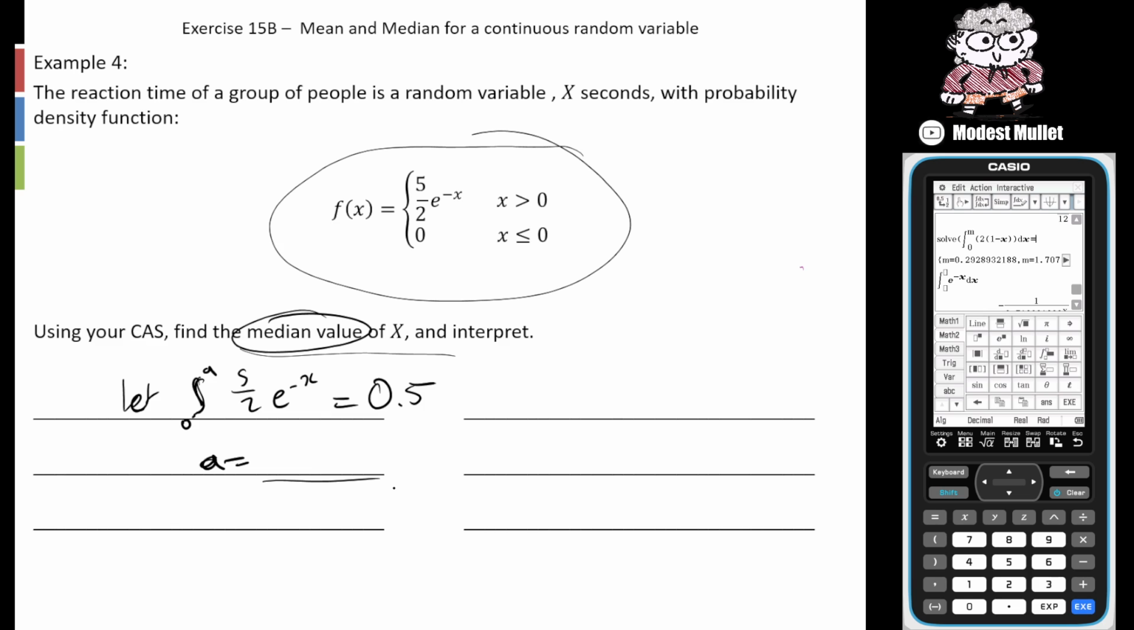That's the end of the video. So that's a look at mean and median for the continuous random variable. Again, it's using lots of integration because we've got a function, an actual line that we're finding the area under to do all of this.